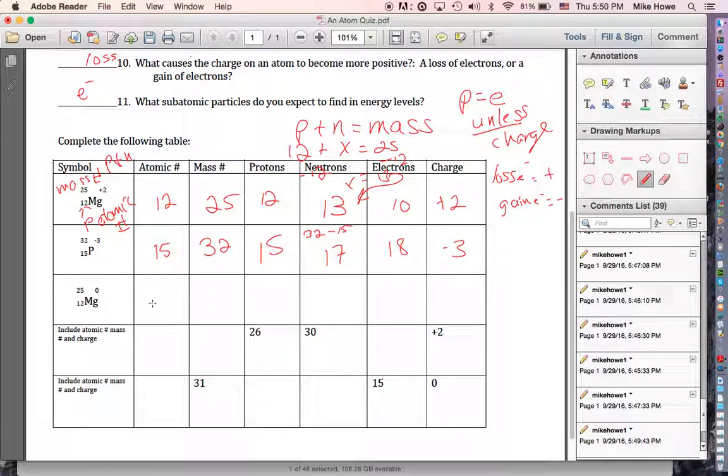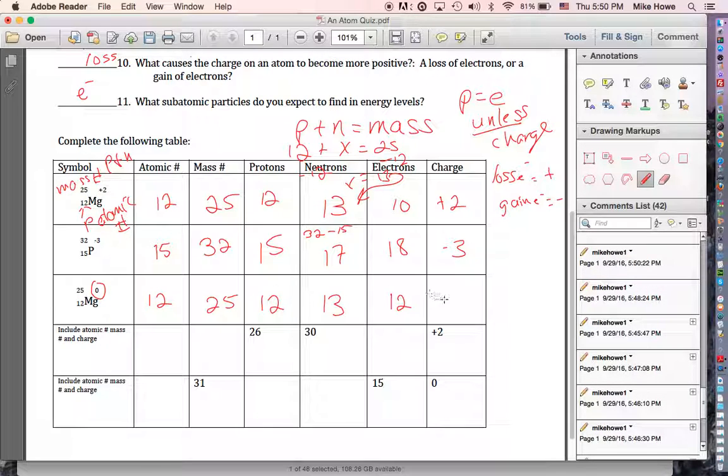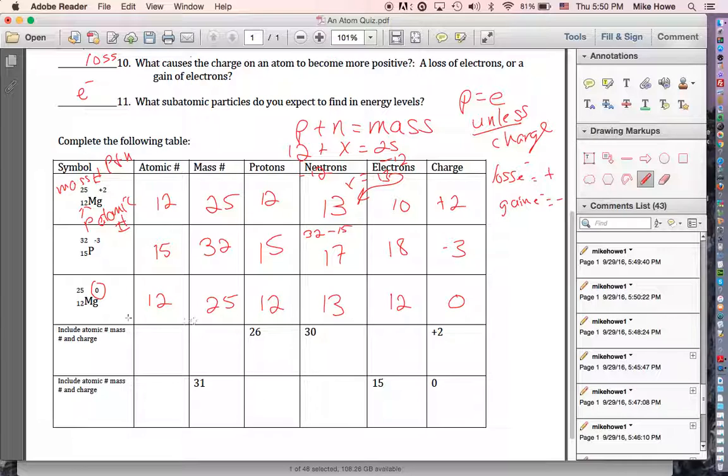Over here, 12 and 25, so the atomic number is 12, the mass is 25. Protons will be 12. Neutrons will be 13 again. Electrons here would be 12. Why is it 12 here, 10 up here? Well, because here there was no charge. It says 0 charge right there. And so the charge over here would be 0 because it says right here it's 0.